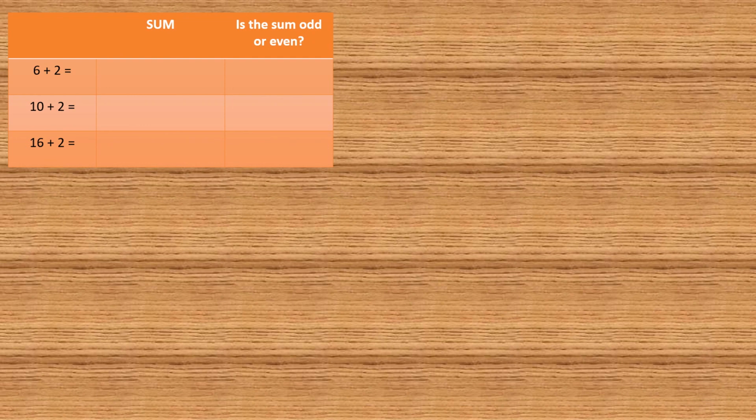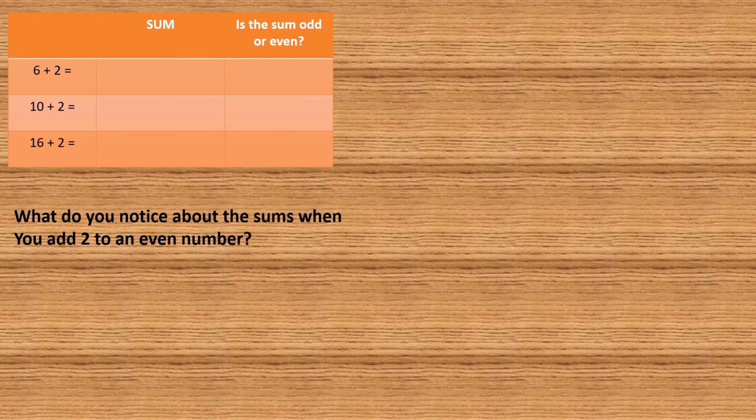Now try a few more examples. First, you'll solve the following equations: 6 plus 2, 10 plus 2, and 16 plus 2. Then you'll figure out if the sum is odd or even. You might have noticed that we're adding 2 to even numbers. 6 is even, 10 is even, and 16 is even. What do you notice about the sums when you add 2 to an even number? Why do you think that is?